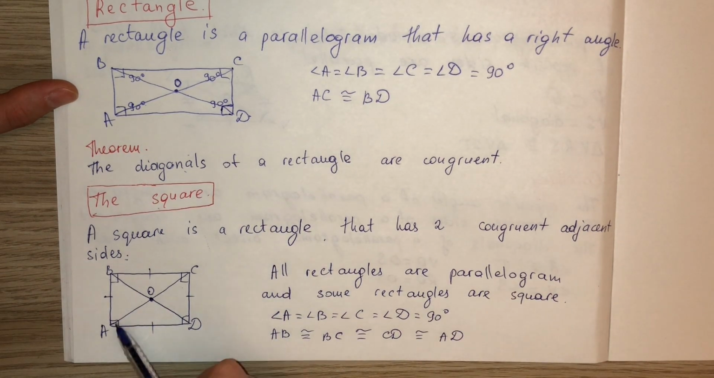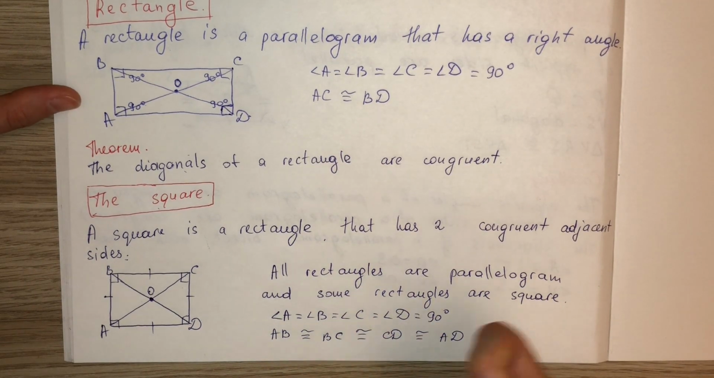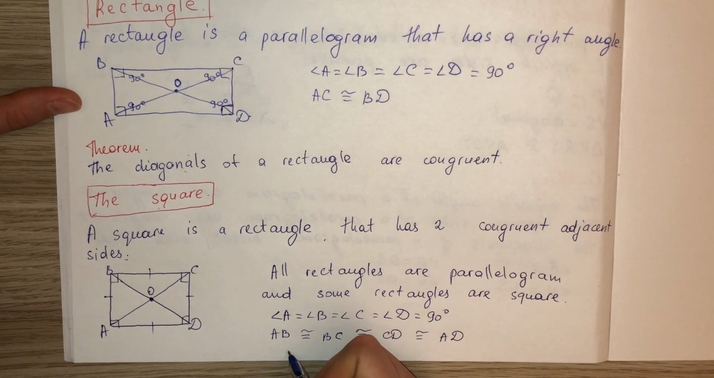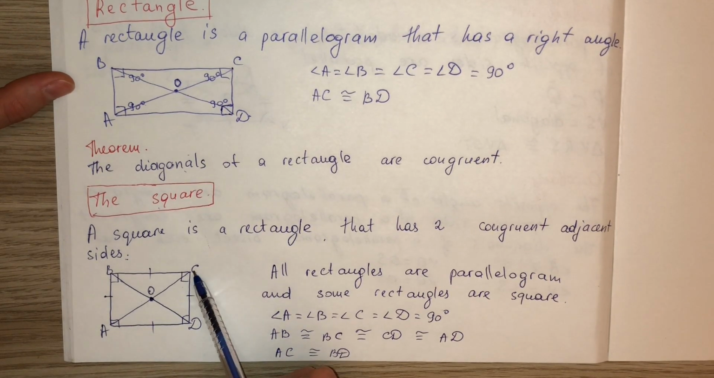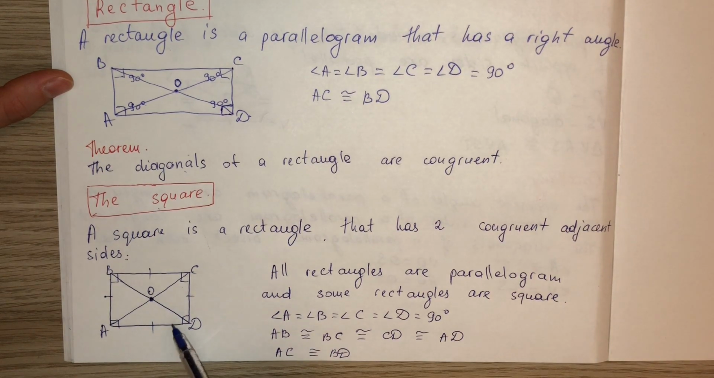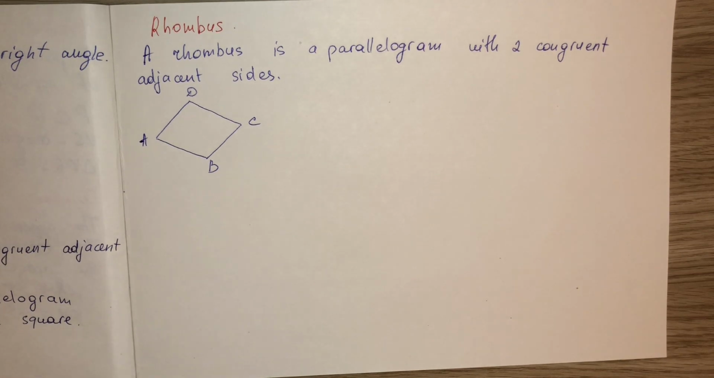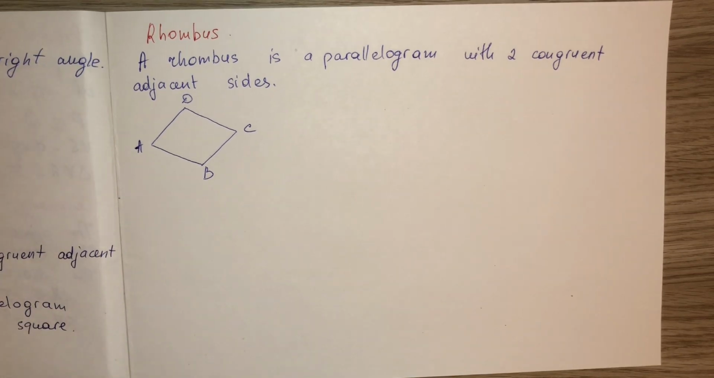Also, both two diagonals are equal to each other. They are congruent. Also, they bisect each other. It means that AO is equal to OC and BO is equal to OD. Let's give brief information about rhombus, and then we have plenty of examples and also Olympiad exercises about quadrilaterals.